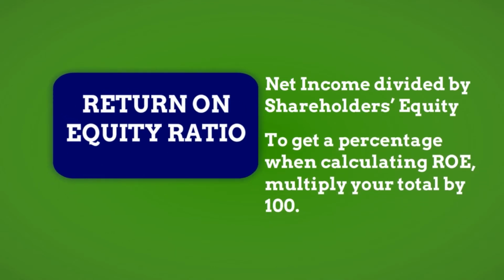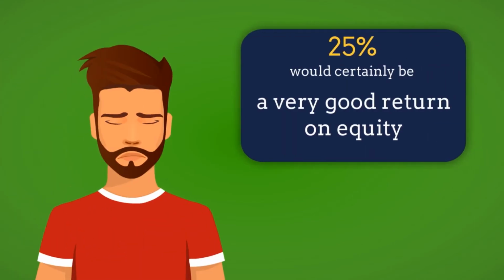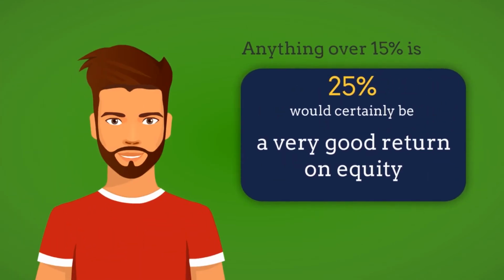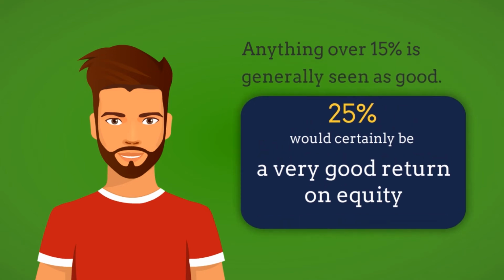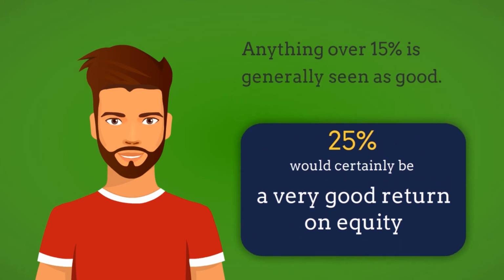Return on equity ratio is equal to net income divided by shareholders' equity. To get a percentage when calculating ROE, multiply your total by 100. You can find net income on your income statement. To calculate net income, subtract expenses and cost of goods sold from your revenue. 25% would certainly be a very good return on equity. Anything over 15% is generally seen as good.